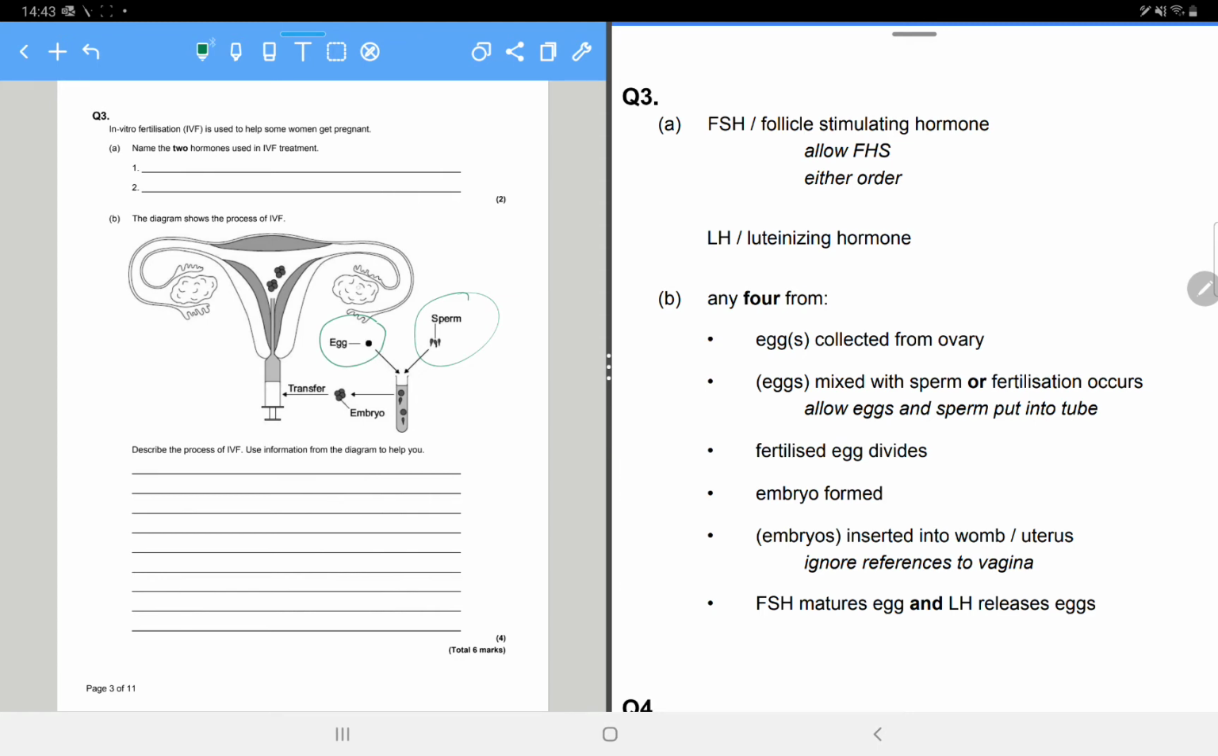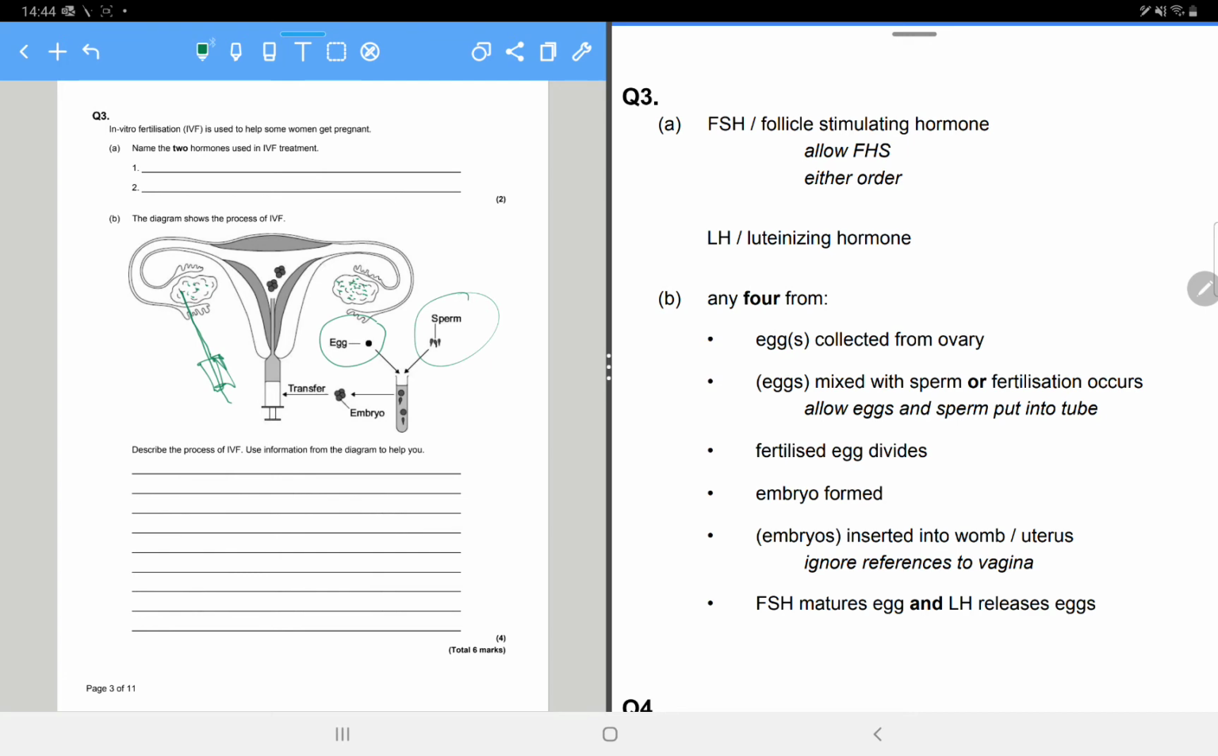Now, FSH and LH are given to the woman in order to cause her to produce many eggs. And then these are harvested from the woman. Now, we can say that the woman donates the eggs, but what actually happens is these hormones cause multiple eggs to be produced. Usually it would be once a month. And then a syringe is placed up into the ovary and the eggs are literally sucked out.